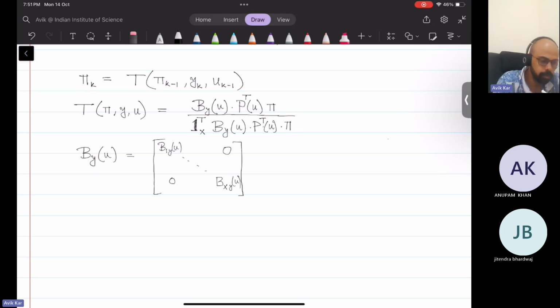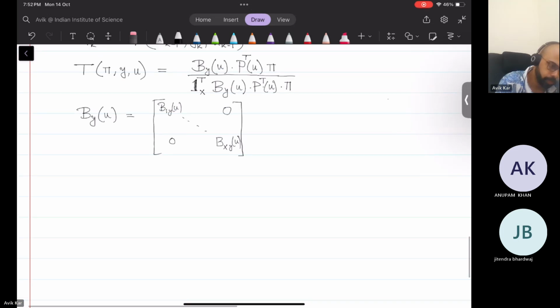So given the state X or state i, what is the probability that under action U, let's just write U as action, what is the probability that we'll observe the observation state Y? Okay, so let's see what this is.